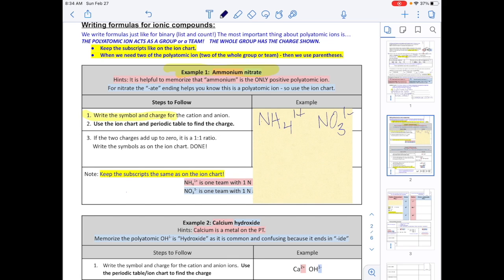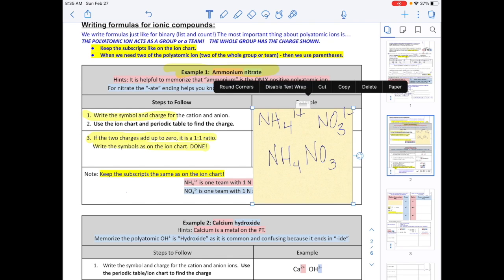Now, like in assignment 3.4, we ask ourselves, do the 2 charges add up to 0? If so, it's a 1-to-1 ratio. And then we just write the symbols just like they are on the ion chart, and we're done. So do plus 1 and minus 1 add up to 0? Yes, when they're the same number but opposite, then they do. So I'm just going to rewrite them closer together, keeping those subscripts because that's part of the team. And that is the formula.